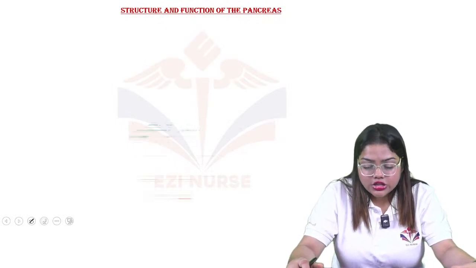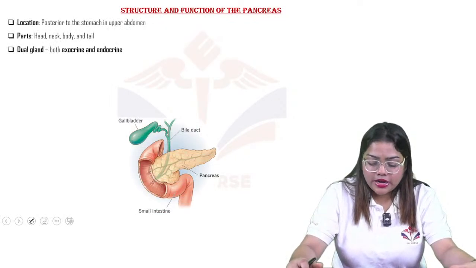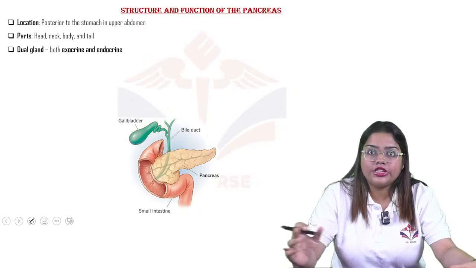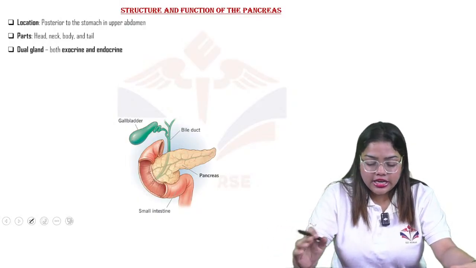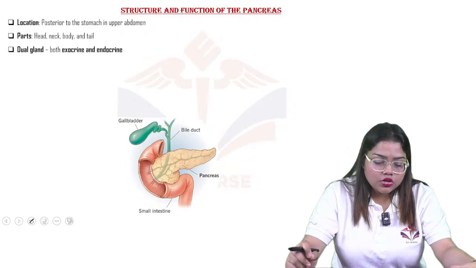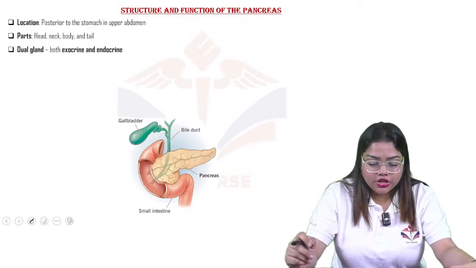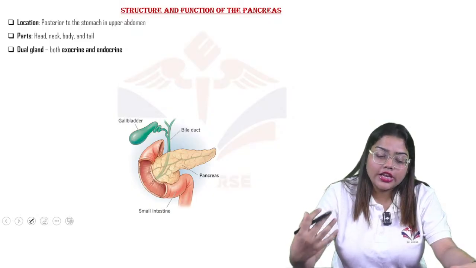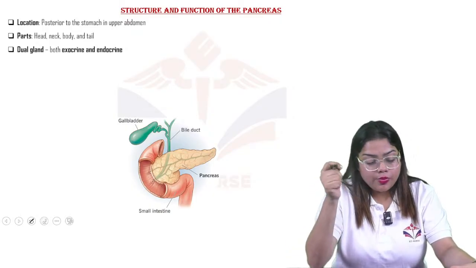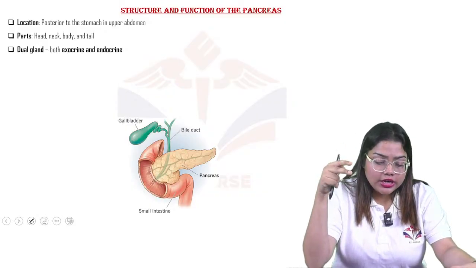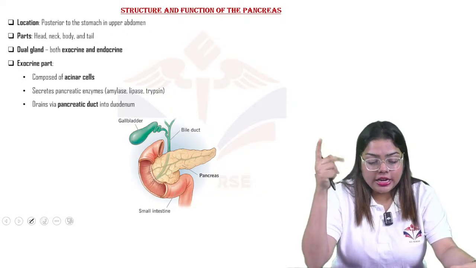Lastly, we have the structure and function of the pancreas. The pancreas is a leaf-like or fish-like structure with a long tail, which has parts: head, neck, body and tail. It is located posterior to the stomach in the upper abdomen. It is a dual gland, exocrine and endocrine.